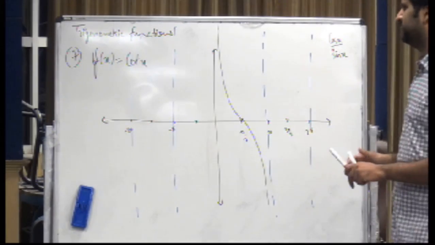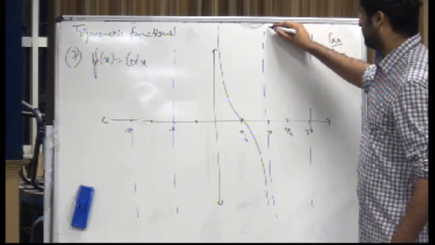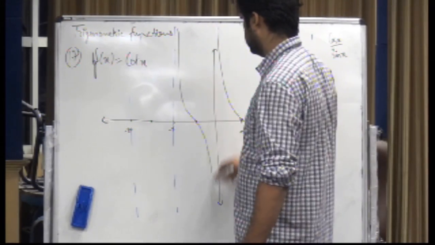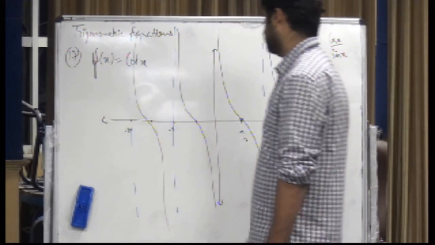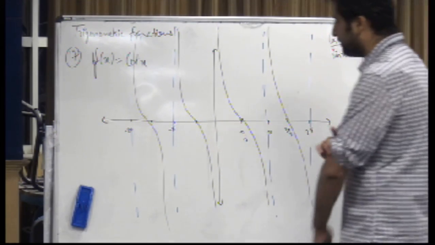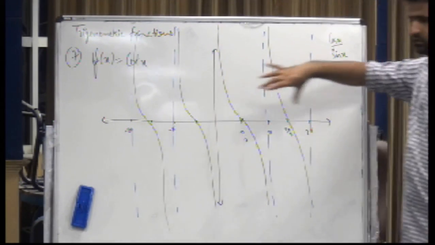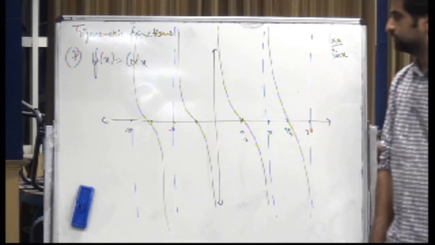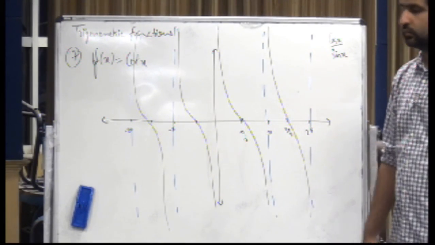And similarly, going like this. So this is the graph for f(x) is equal to cot x. Such graphs which repeat their pattern after a certain interval are known as periodic functions. So we'll come to that again.